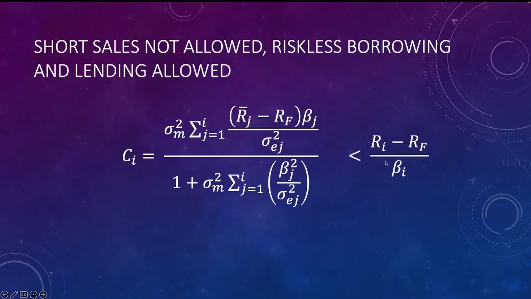In our portfolio, we are going to include all the securities which have a Ci value less than this ratio. As soon as we hit one Ci which is greater than this ratio, the one previous to that will be our C star. So this is when the short sales are not allowed. If the short sales are allowed, we go all the way to the end and include all the securities. That basically means that some of the securities will have a negative representation in our portfolio. Basically, that means that we are going to sell those securities instead of buying them.